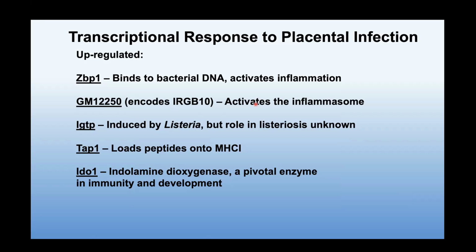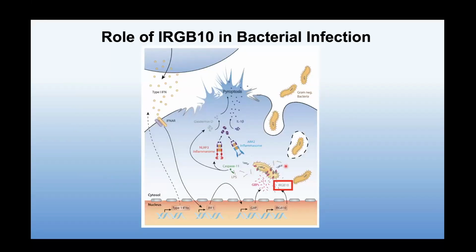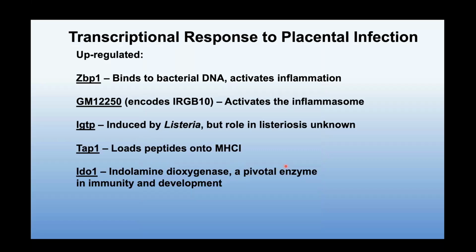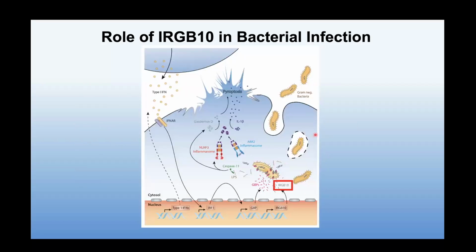So that's not enough time for cytotoxic T cells, antigen-specific cytotoxic T cells, to respond. So we believe that this is all NK cell mediated, and NK cells are crucial in placental function. They're crucial for the development of the placenta, and they're crucial for the immune response of the placenta. So we believe this is NK mediated, all of these genes, and some of them are interesting. For instance, this one encoded by the GM12250 gene, this IRGB10, is responsible for sensing bacterial DNA and then activating the NLRP inflammasome.